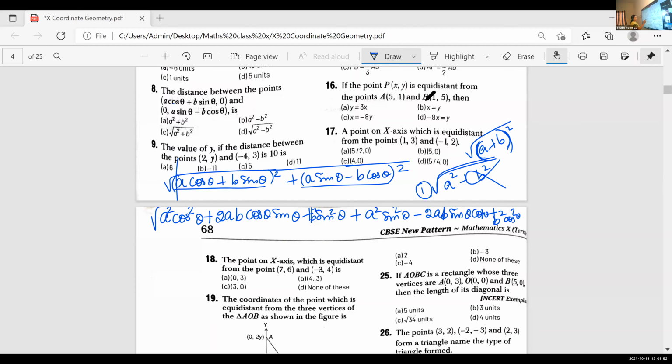Okay. So now here plus 2ab minus 2ab will get cancelled. Now group the terms and find out and tell me the answer for the 8th one. 8th one, what is the option? Root a square plus b square. Yes, correct. C. Root a square plus b square.